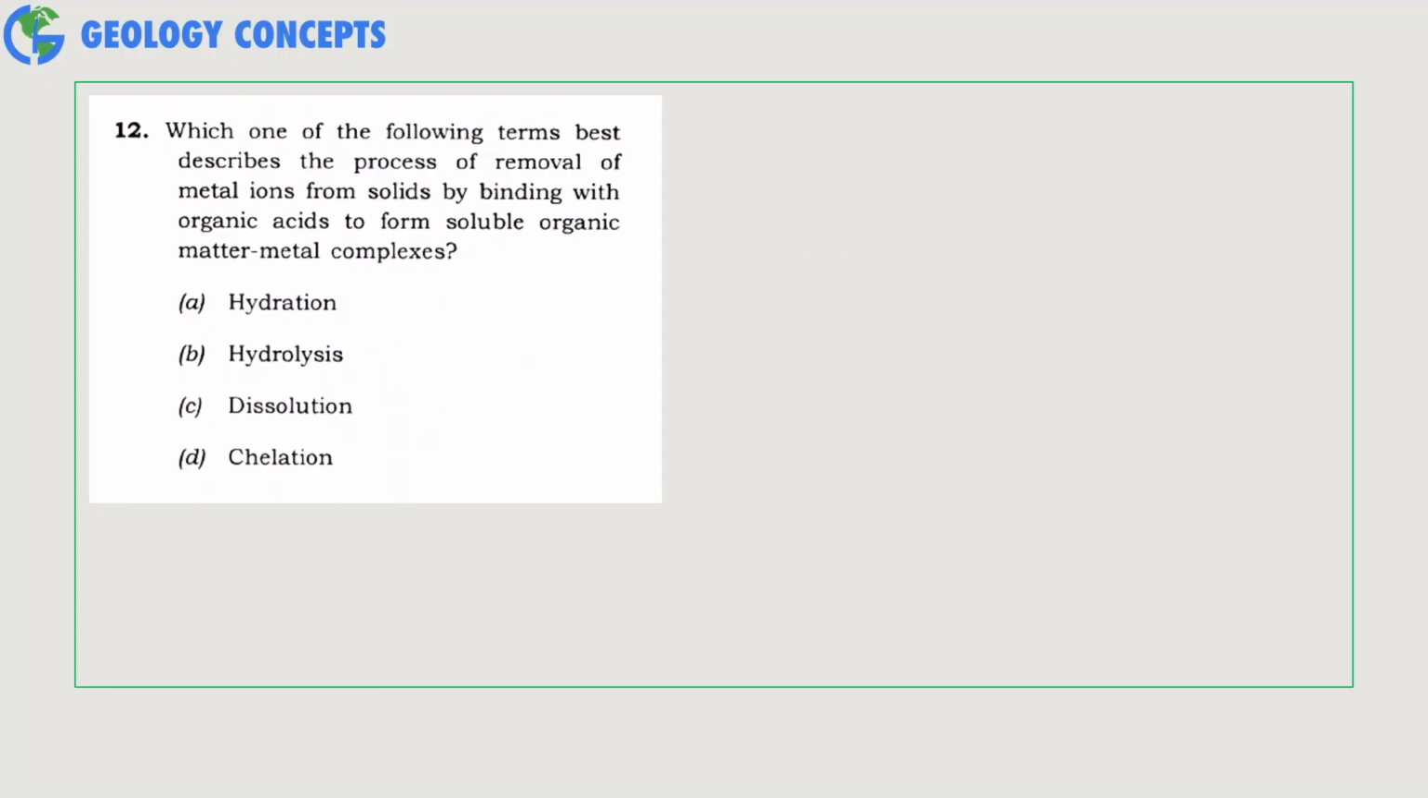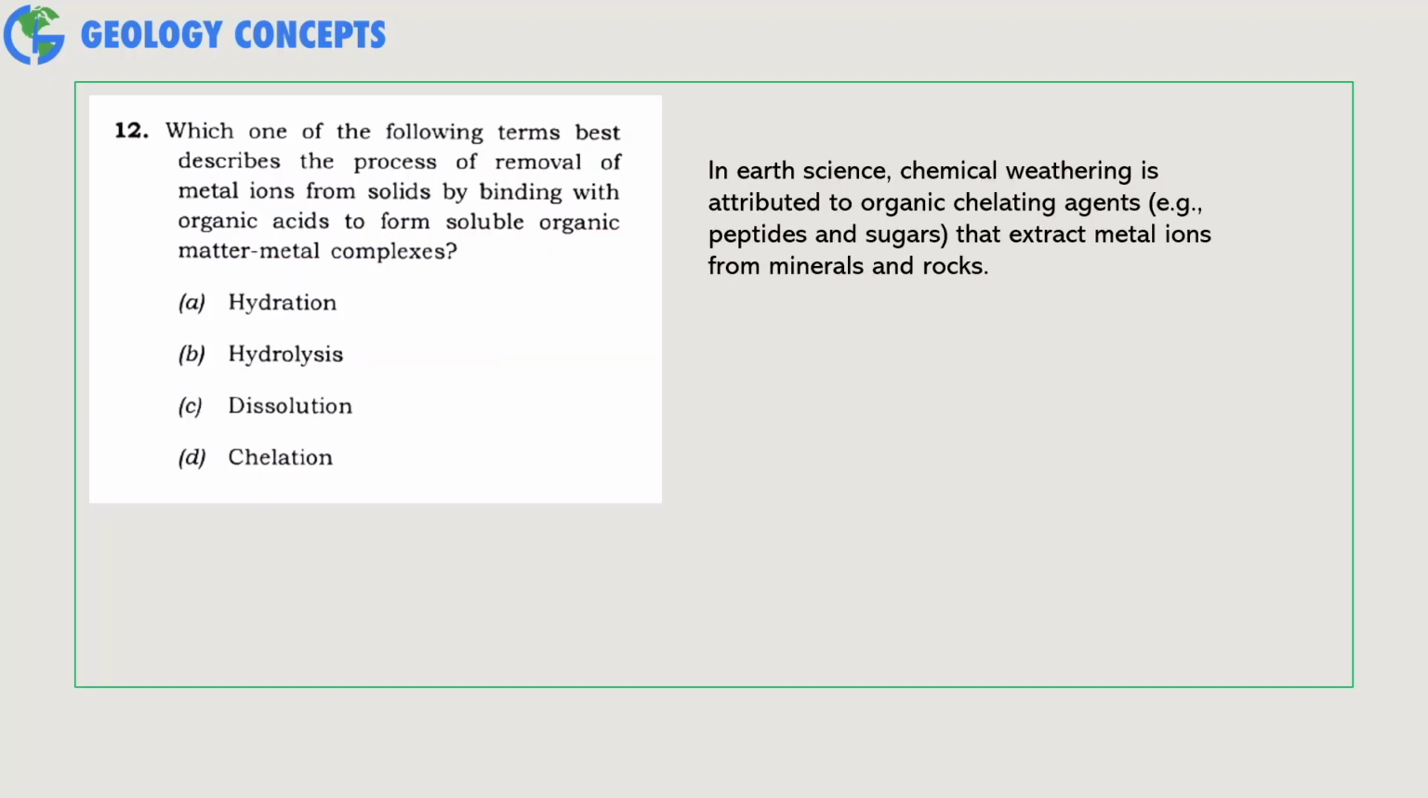Okay, which one of the following terms best describes the process of removal of metal ions from solids by binding with organic acids to form soluble organic matter metal complexes? Hydration, hydrolysis, dissolution, chelation. Chelation is the type of chemical weathering where organic chelating agents, for example peptides and sugars, extract metal ions from minerals and rocks. So here option D is the correct answer, that is chelation.